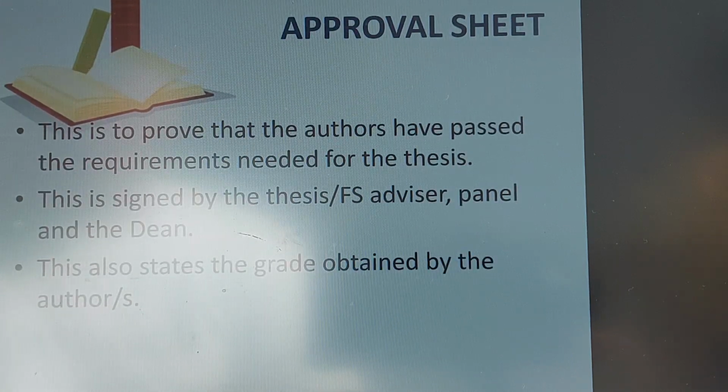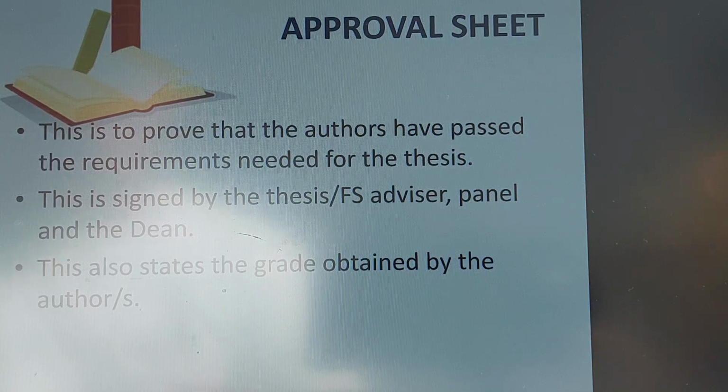What about the approval sheet? This is to prove that the writer or the authors have passed the requirements needed for the thesis. So this is signed by the thesis, or maybe feasibility study advisor, then a panel and the dean. So there are signatures there. Then this also states the grade obtained by the authors. Usually in our university, what is written is only pass or failed.